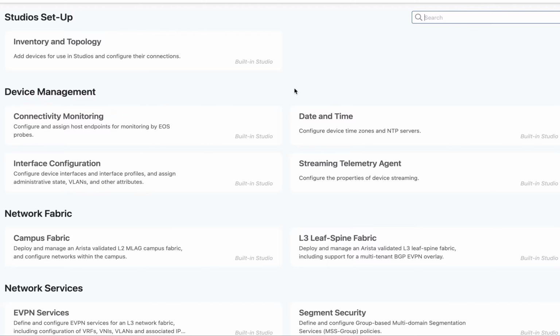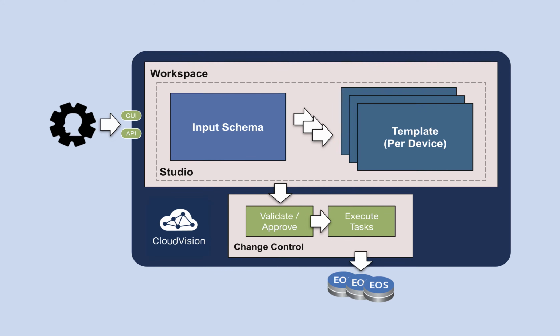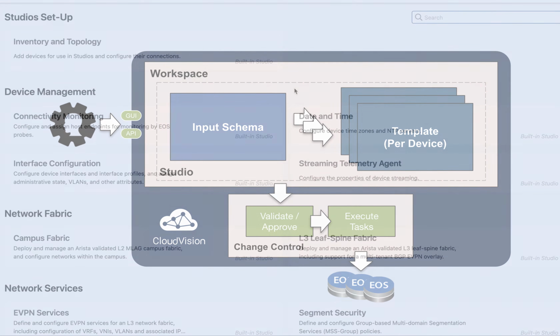These built-in studios are designed to cater for operational use cases from day 0 through to day 2 provisioning across a multi-domain environment. A studio is designed to accept inputs either from the UI or programmatically via an external system. These inputs are applied against the studio template to create per-device configuration to process through the Cloudvision change control process. The result is taking the user's desired network state and converting it into code the network devices understand. This abstracts away the need for the operator to understand the required CLI and instead use studios to achieve these provisioning goals.